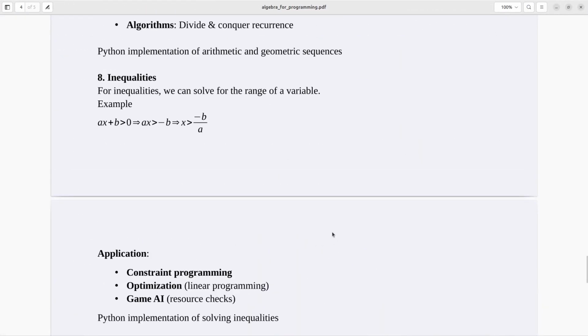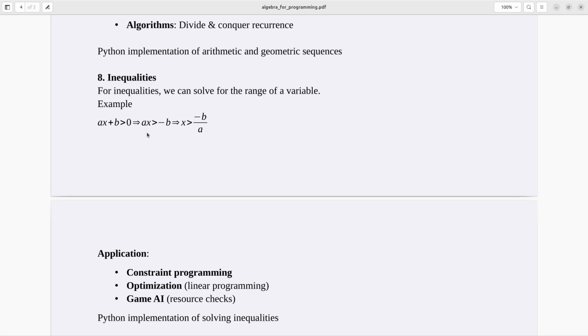Now the final part of this video is about inequalities. So for inequalities, we can solve x in the form of a range. So suppose I have ax plus b larger than 0. I can just show that x is larger than negative b divided by a, if a is larger than 0, okay?